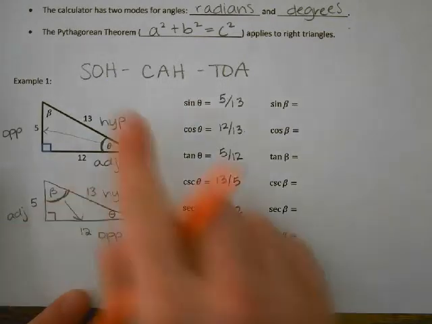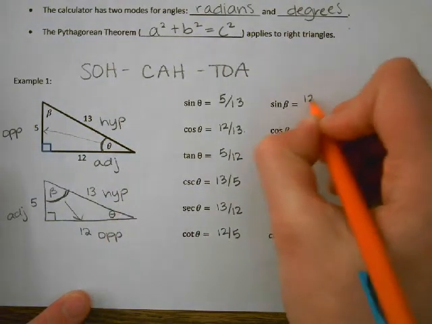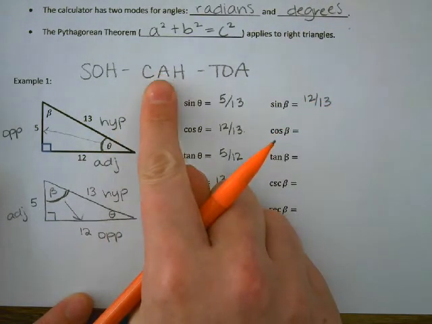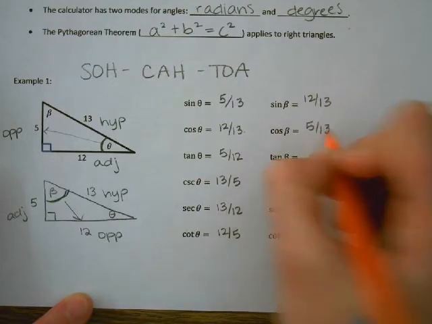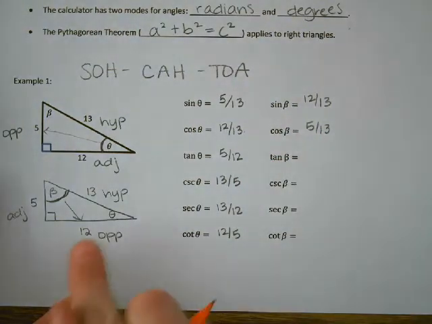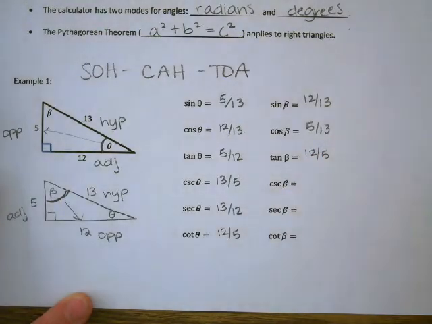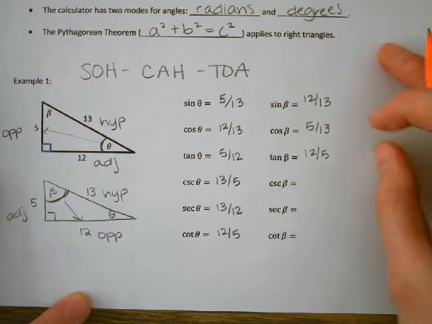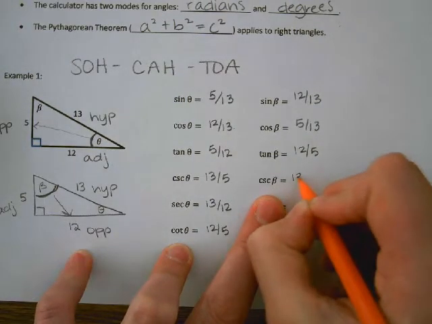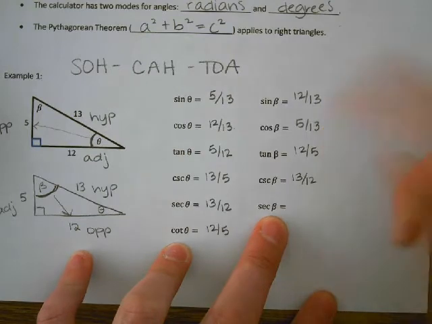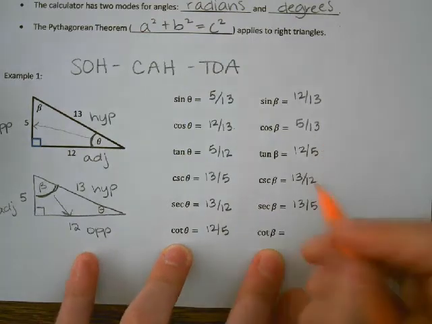So again, I'm going to use SOHCAHTOA. Sine is opposite over hypotenuse, so opposite over hypotenuse would be 12 over 13. Cos is adjacent over hypotenuse, and so adjacent over hypotenuse is 5 over 13. Tan is going to be opposite over adjacent, so we have 12 over 5. And then to find the other 3, we're just going to take the 3 that we already found and flip them. So 12 over 13 would become 13 over 12. 5 over 13 would become 13 over 5. And 12 over 5 would become 5 over 12.